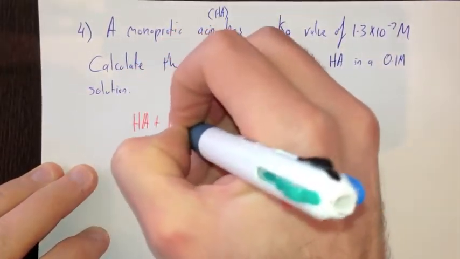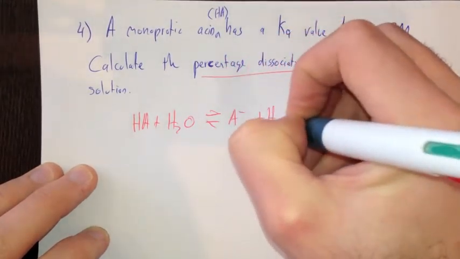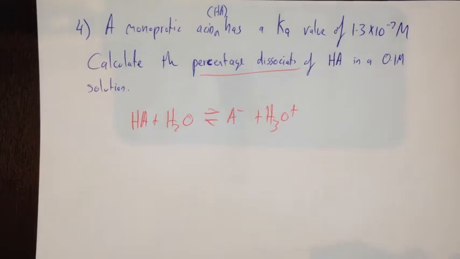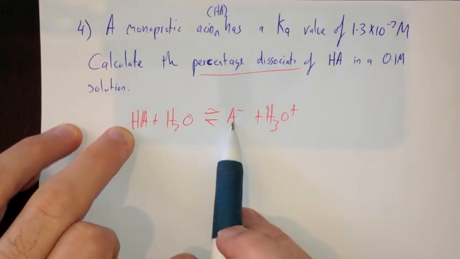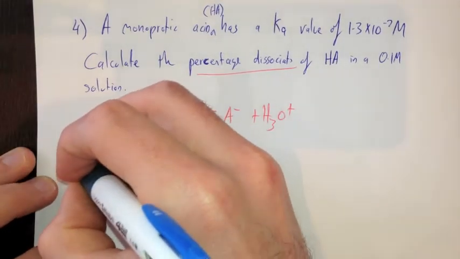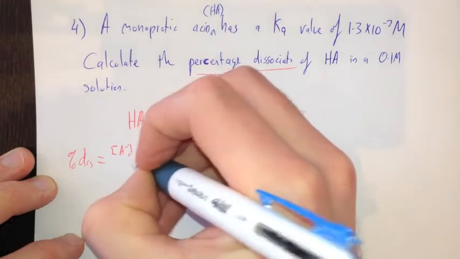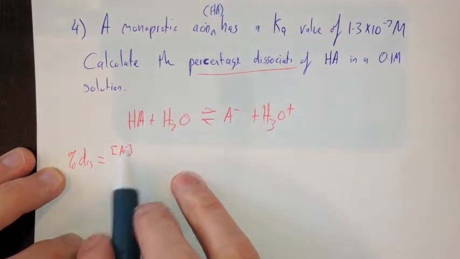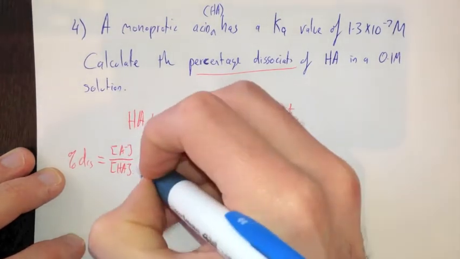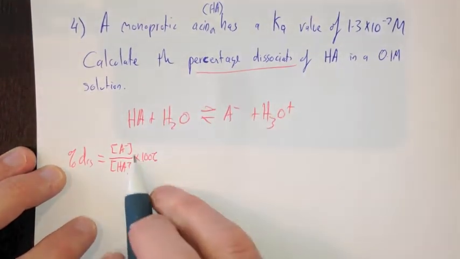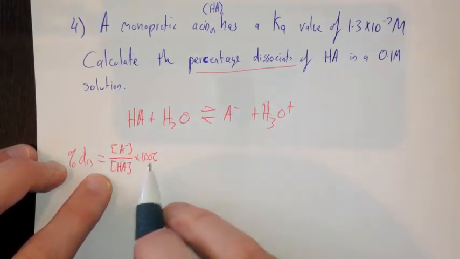HA plus H2O forms A negative and H3O plus, as we know. What we want to work out is the percentage of this which breaks apart into that. So percentage dissociation equals the concentration of our conjugate base divided by the concentration of our acid times 100%. So this is going to be our percentage dissociation: the amount of this divided by the total amount times 100.